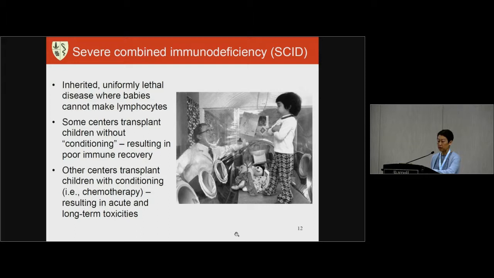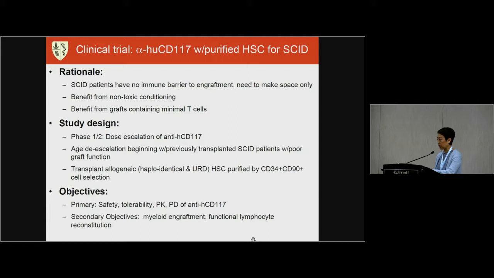And there are other centers which do indeed use conditioning, but there are off-target effects of acute toxicities and long-term toxicities. So the rationale of our trial is shown here. I think the reason we chose SCID was because these patients don't have an immune barrier, so we don't have to worry about that. We really just want to focus on creating space. We know that this is a patient population that could definitely benefit from non-toxic conditioning.